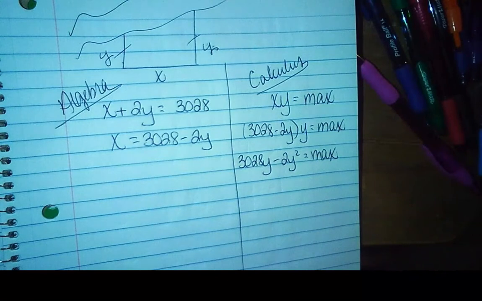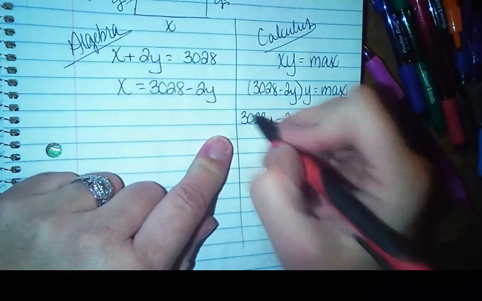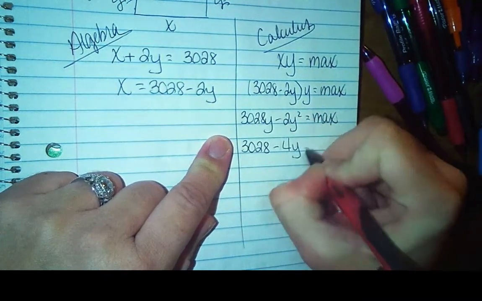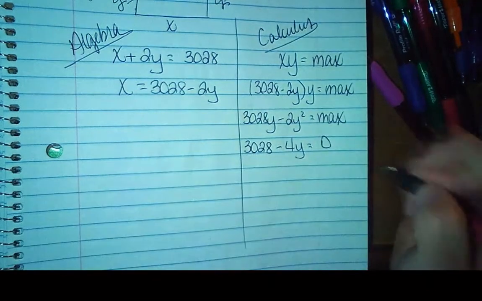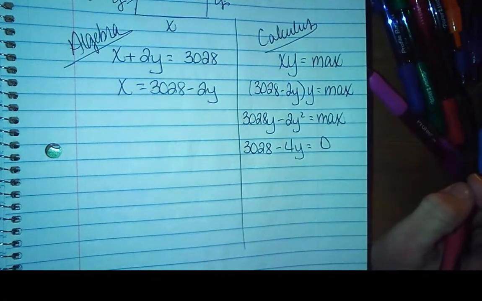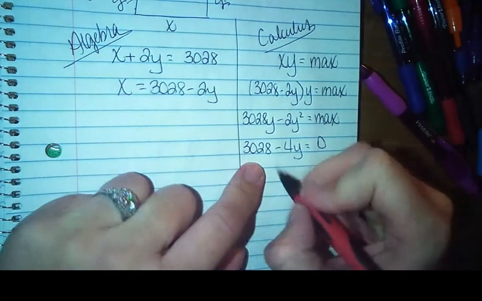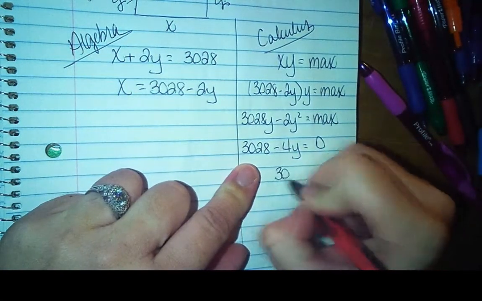Have not done calculus yet, have only done algebra, so now we're ready to take a derivative. So this derivative is 3,028 minus 4Y needs to be 0. Okay, that needs to be 0. And now I can solve. So I'm going to add 4Y to both sides.